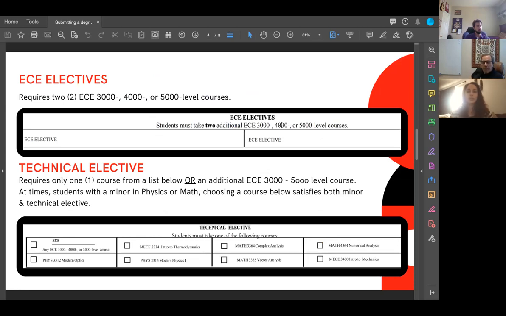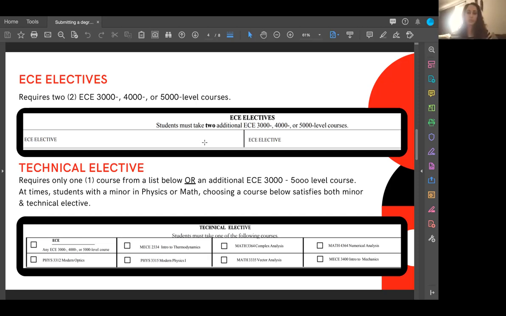All right, on your flow chart, you're going to see that you have 2 EC electives on top of your concentration electives. These can be any 3, 4, 5,000 level courses that you have not previously taken. A concentration elective can't be double dipped as an EC elective. An ECE based class cannot be double dipped as an EC elective. So they have to be 2 additional courses.